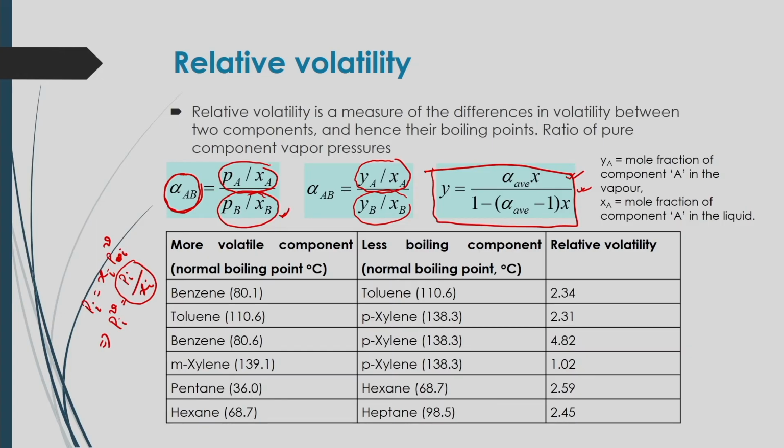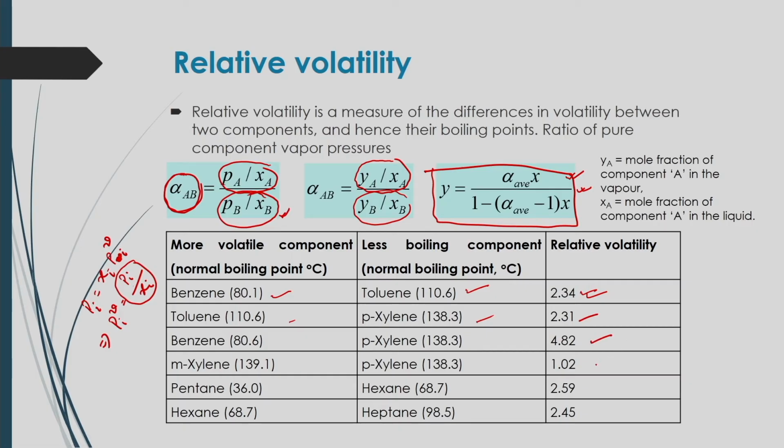Now, there are more volatile components with their normal boiling points in degrees Celsius, and less volatile components with their normal boiling points, and their relative volatilities are given here. Suppose there is a mixture of benzene and toluene. Here the more volatile component is benzene, whereas the less volatile component is toluene. In that case the relative volatility is 2.34. Similarly, for toluene and xylene mixture the relative volatility is 2.31, and for benzene and xylene mixture it is 4.82.